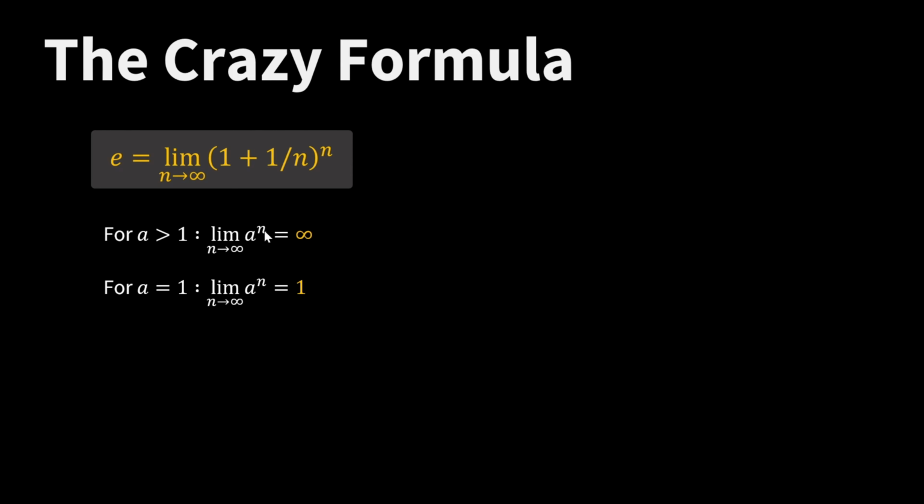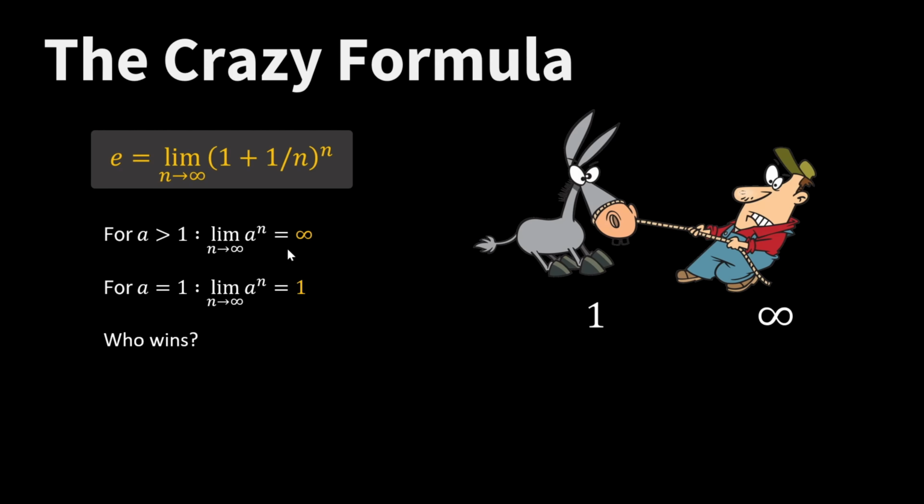The question is now which of these two rules apply to our limit. It seems that this expression here is always greater than 1 for any n. So that would mean that e is infinity. However, as n goes to infinity, this expression here approaches 1. So maybe the value of e is 1. There are two forces here. One pulls e to infinity and the other one pulls e to 1. Which of these two forces wins?